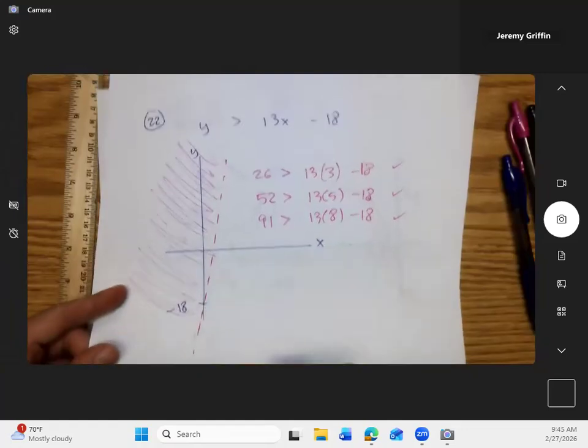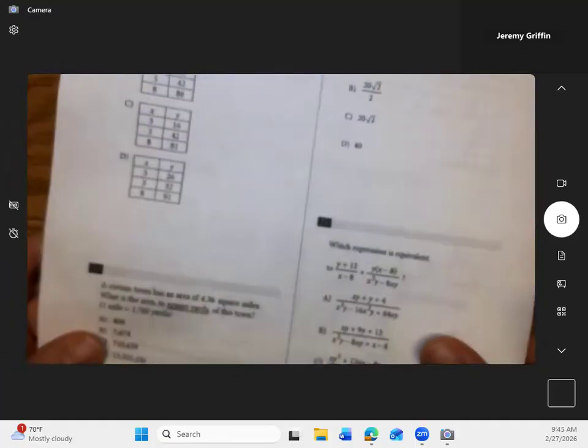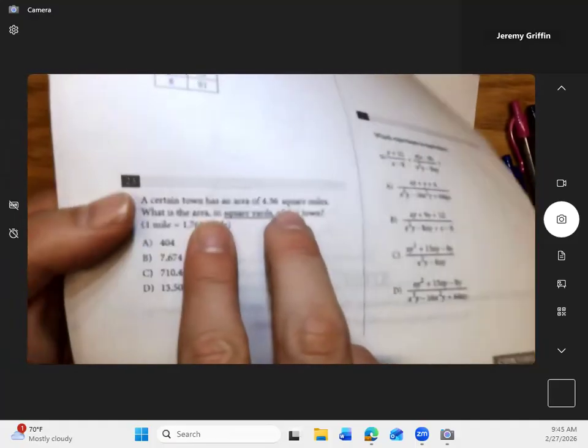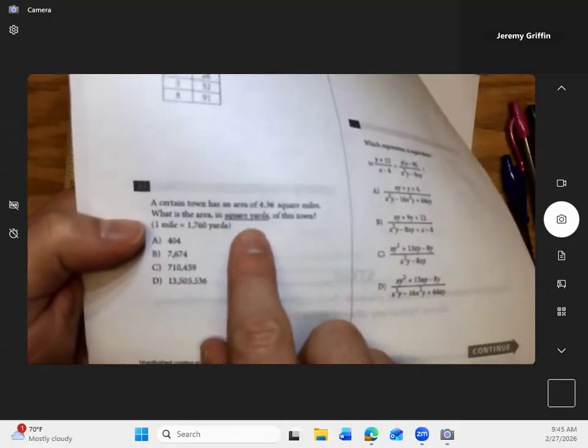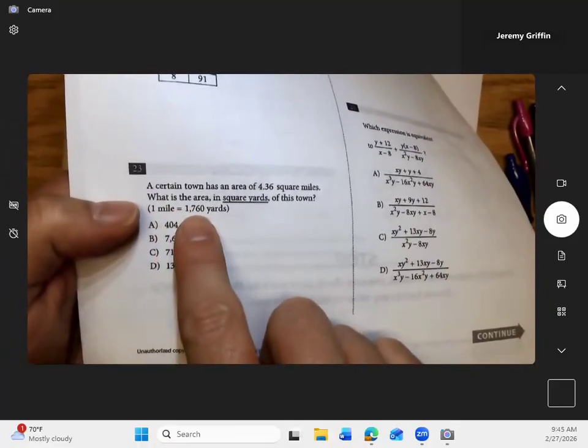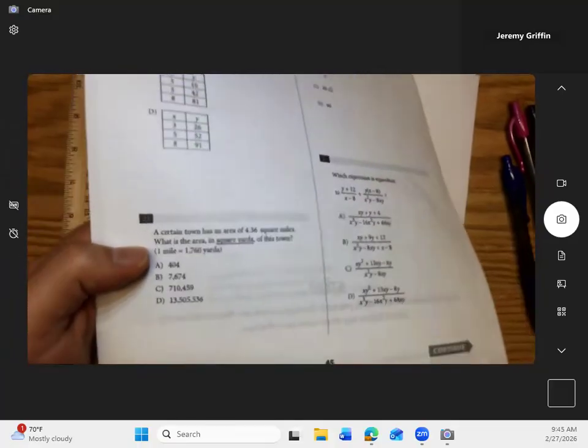All right, so yeah, that one might be a little more time consuming. All right, number 23. A certain town has area 4.36 square miles. What's the area in square yards? They tell you the conversion: 1 mile is how many yards?